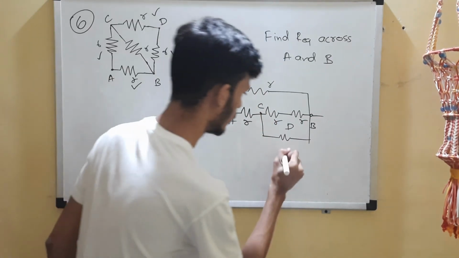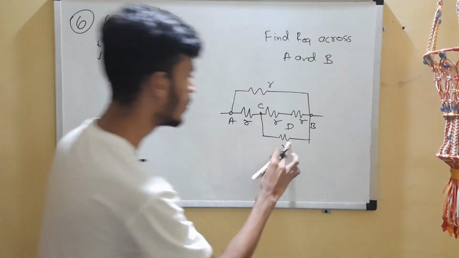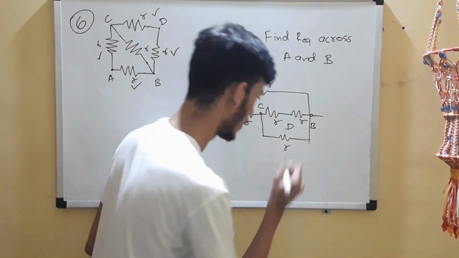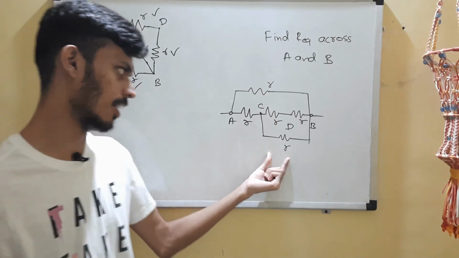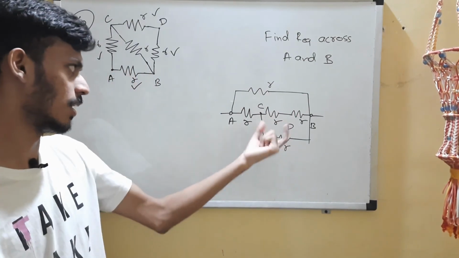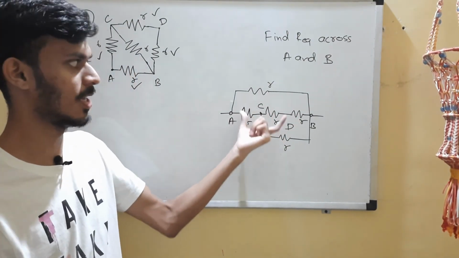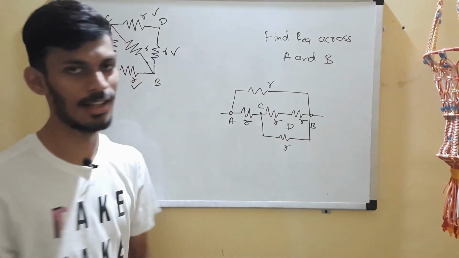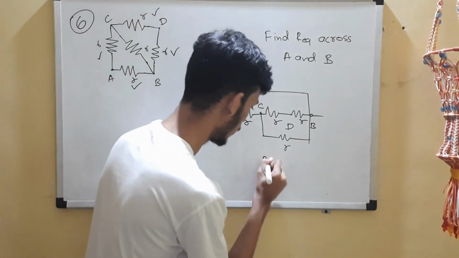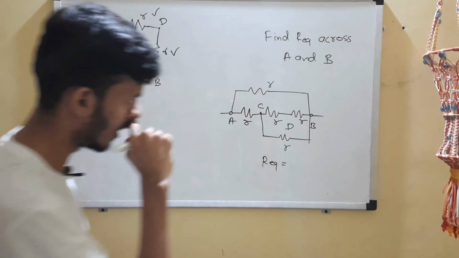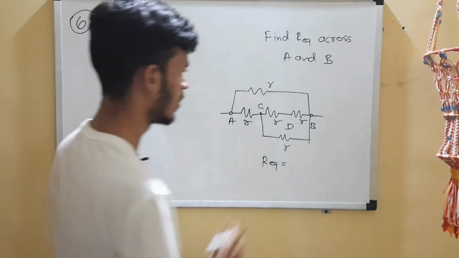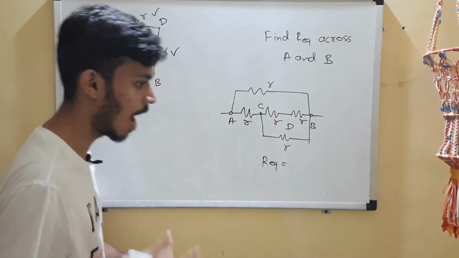Okay, so now this is a cakewalk for you, right? It's a very simple circuit. You can see that these two are in series in parallel with this one. Again, this will be in series combination with this one, and that will be in parallel combination with that one. Okay, so R equivalent in this case, I can say first, let's solve this. This will be 2R and R in parallel.